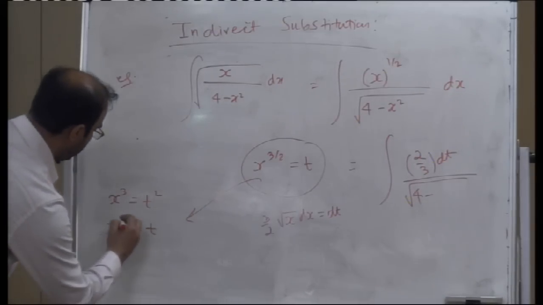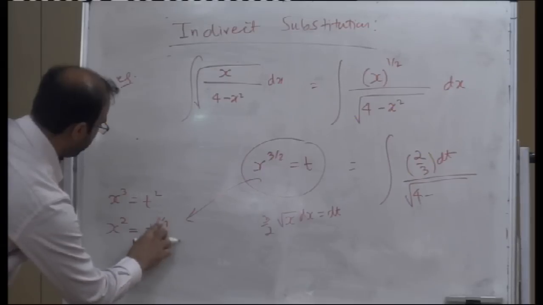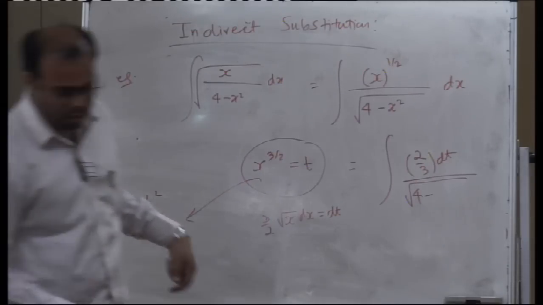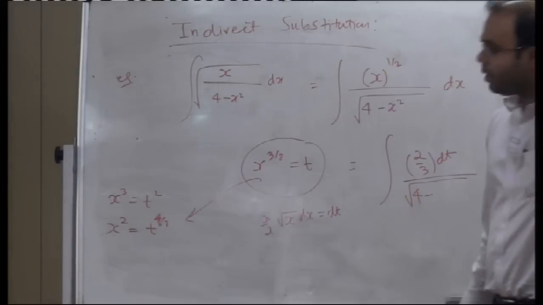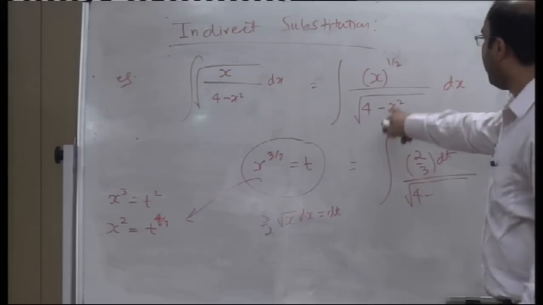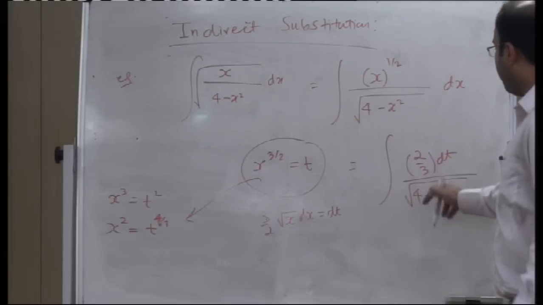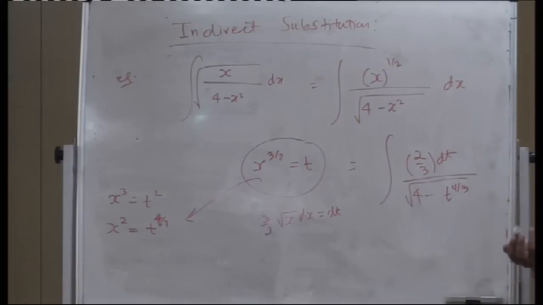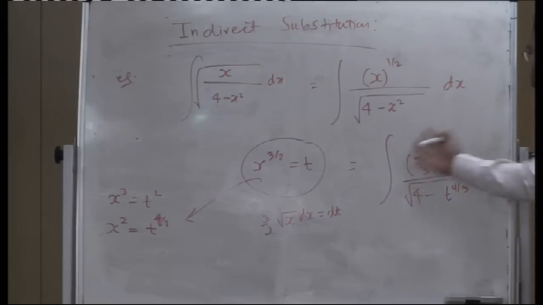2 by 3, that is 4 by 3. This is actually 4 by 3. X square is t to the power 4 by 3. So x square is coming out to be t to the power 4 by 3. If you put it here, t to the power 4 by 3, would you be able to solve this question?